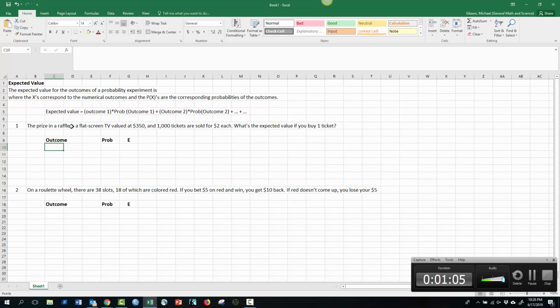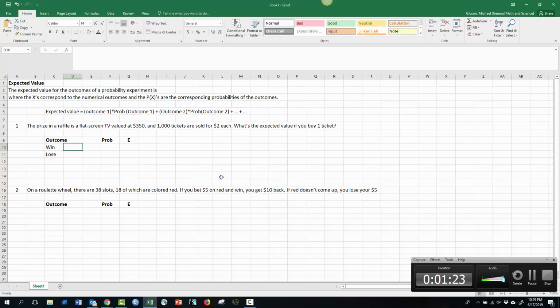Example 1: the prize in a raffle is a flat screen TV valued at $350. 1,000 tickets are sold for $2 each. What's the expected value if you buy one ticket? All right, well, how many outcomes are there? Really, there's only two. You can either win or you can lose, right?